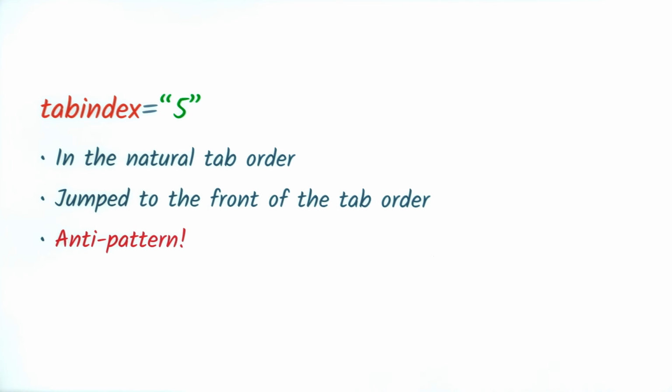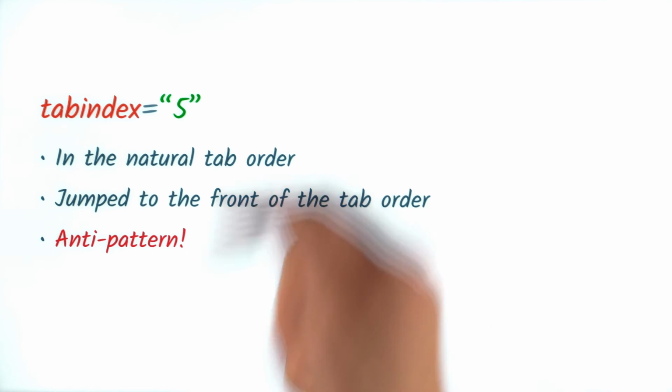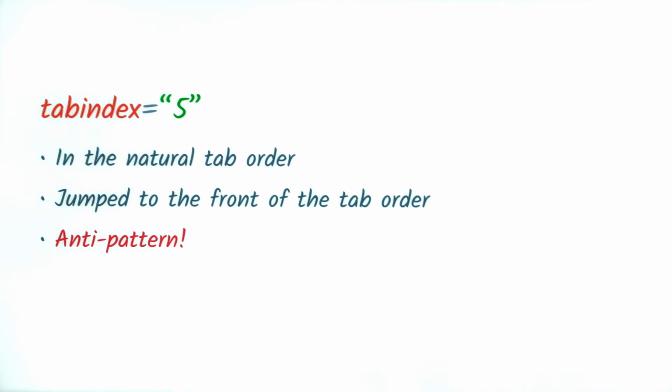A tabindex of greater than 0, for instance something like tabindex of 5, will jump the element to the front of the tab order regardless of where it is in the DOM. If there are multiple elements with a tabindex greater than 0, the order will start from the lowest value that's greater than 0 and then work its way up.